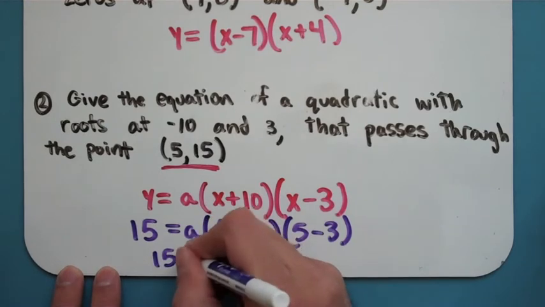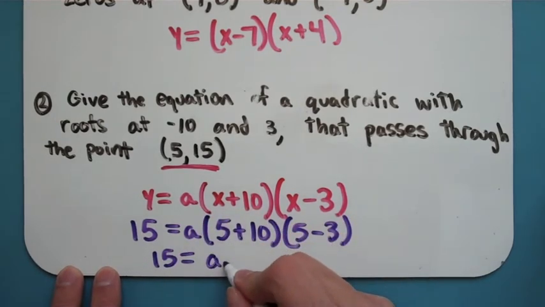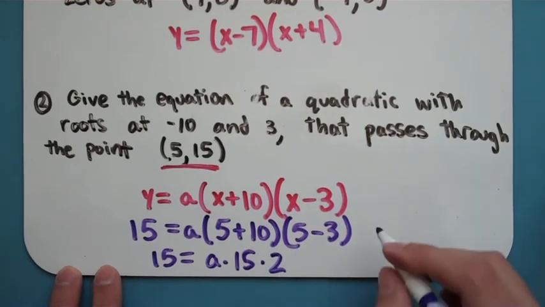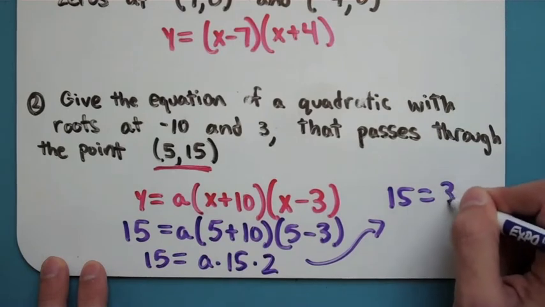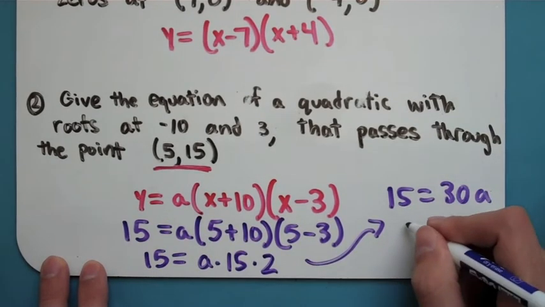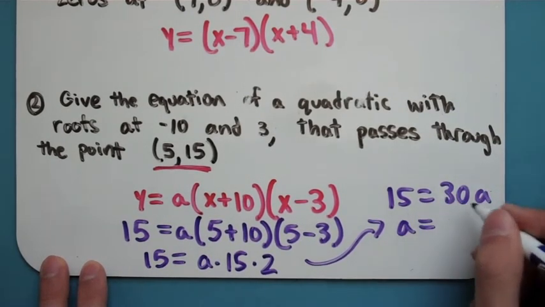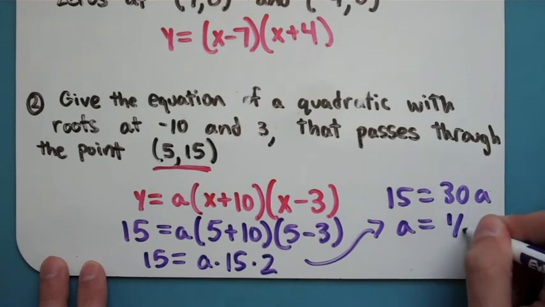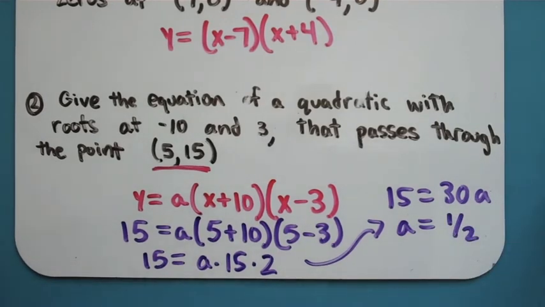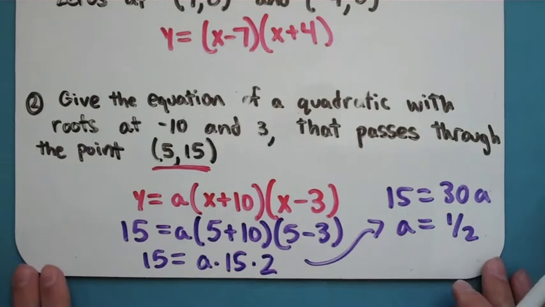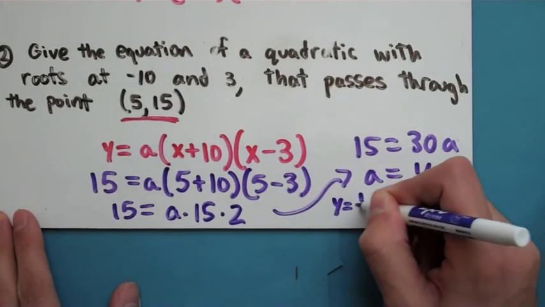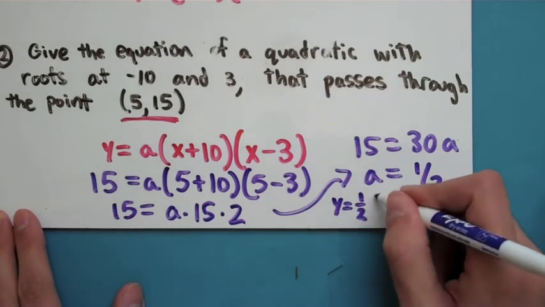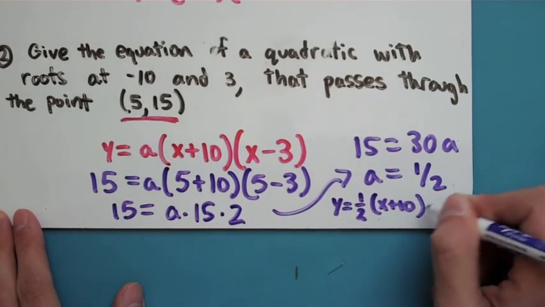So what we end up with here is 15 equals a times 15 times 2. So if you rewrite that, you'll get 15 equals 30a. And it turns out that a equals 15 over 30, dividing both sides by 30, which is just 1/2. So my actual equation here, I'm running out of space to write it, so I'll put it in the very bottom here. We know what a is now, so it's going to be y equals 1/2 times parentheses x plus 10, x minus 3.